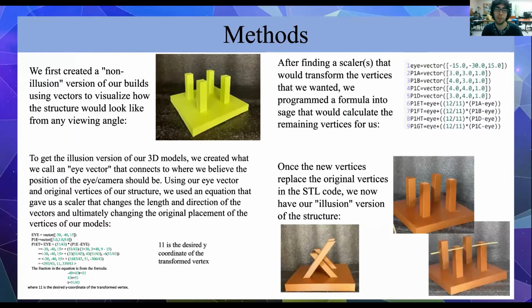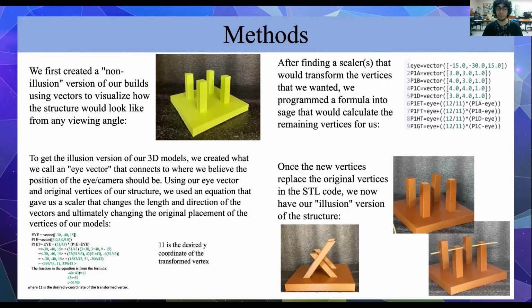Okay, now getting into our methods. When we first start out, we start by making a non-illusion version of our models. We want to build something that looks like what the model should look like in our illusion. So to get the illusion, once we're finished with that, we take our created 3D models that are non-illusion, and we use some equations that we put into Sage, an eye vector, which is just where we want the eye's position to be, or camera.